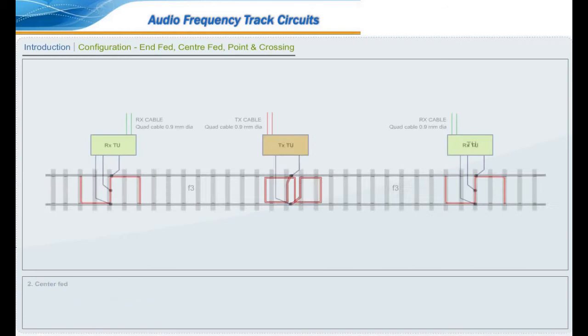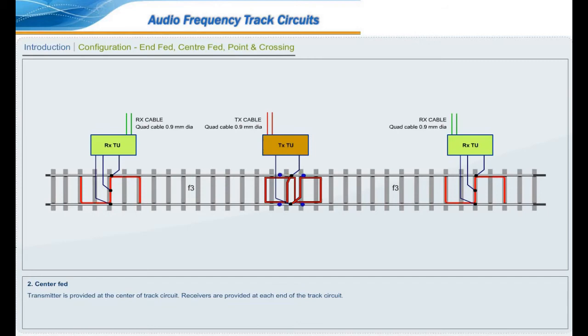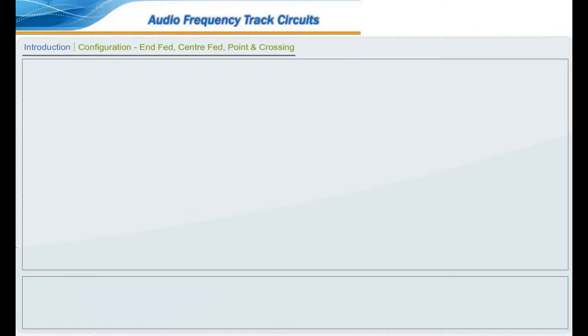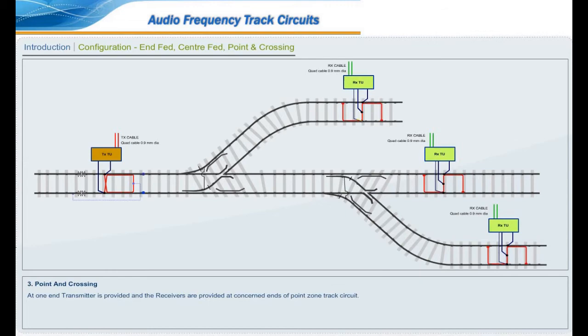Center fed: transmitter is provided at the center of the track circuit. Receivers are provided at each end of the track circuit. Point and crossing: at one end transmitter is provided and the receivers are provided at the concerned ends of the point zone track circuit.